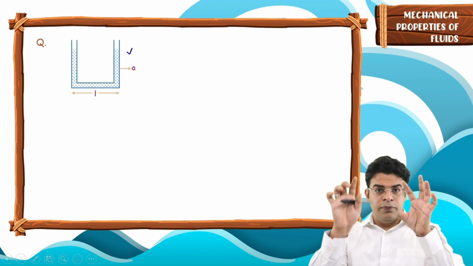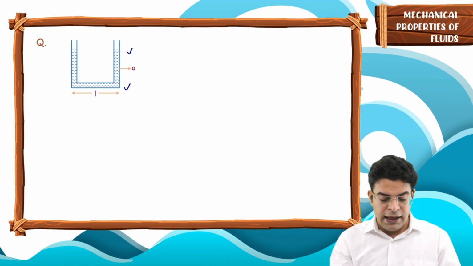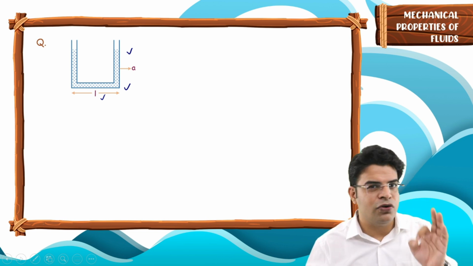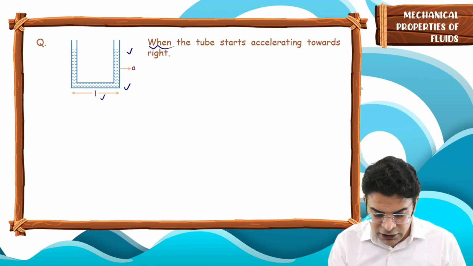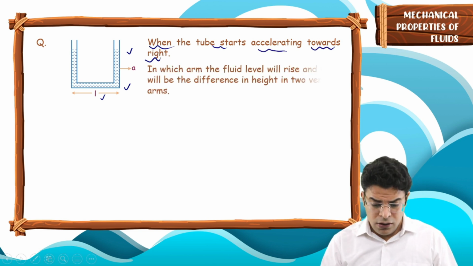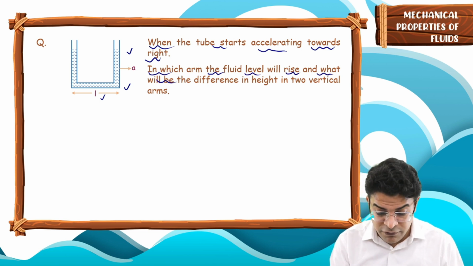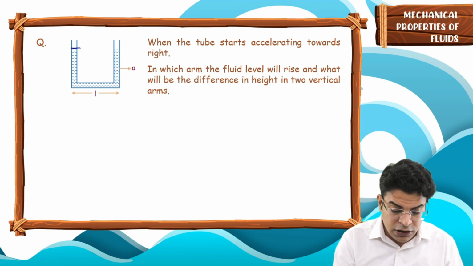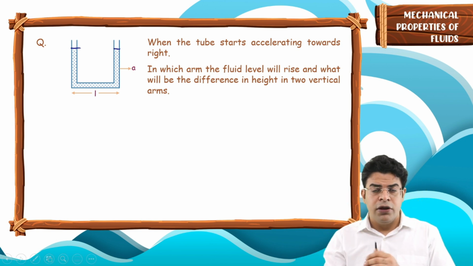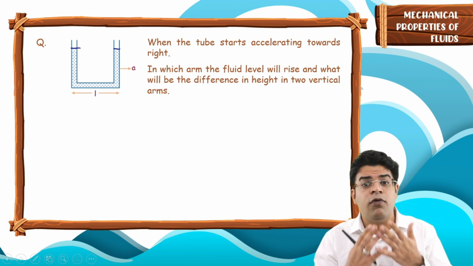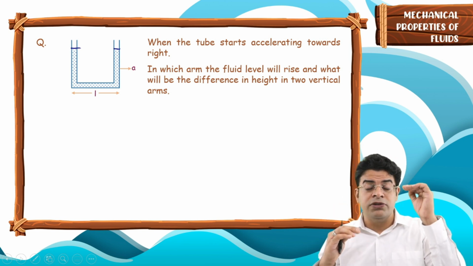There is this U tube with the base part being horizontal and having a length L. And this whole U tube is being accelerated. Listen to the question carefully. When the U tube starts accelerating towards right, in which arm will the fluid level rise, and what will be the difference in the height in the two vertical arms? So initially in both the arms you have fluid up to the same height. When this whole system starts accelerating horizontally, in which arm will the fluid level rise, and what will be the difference in the height in the two arms at a later state?